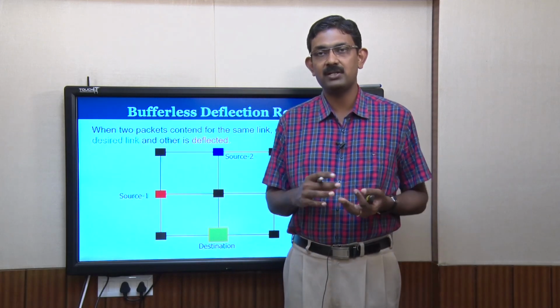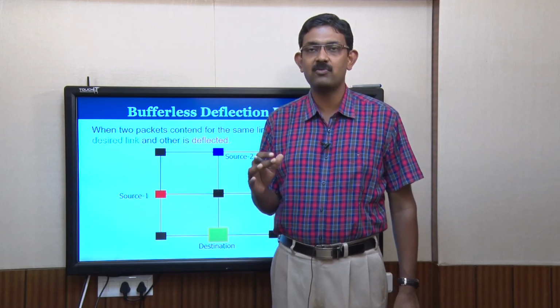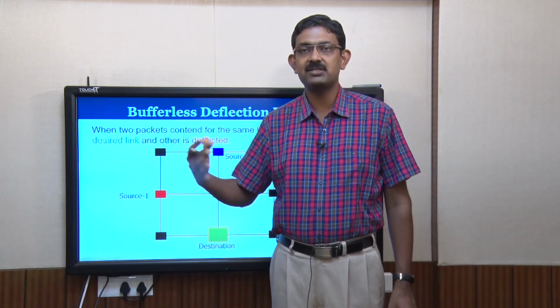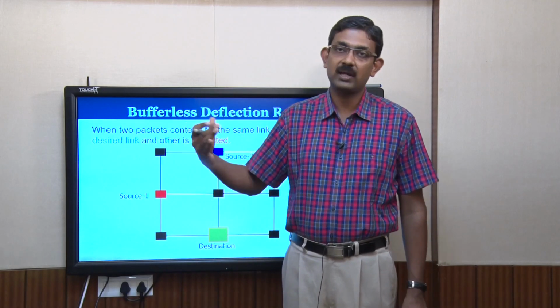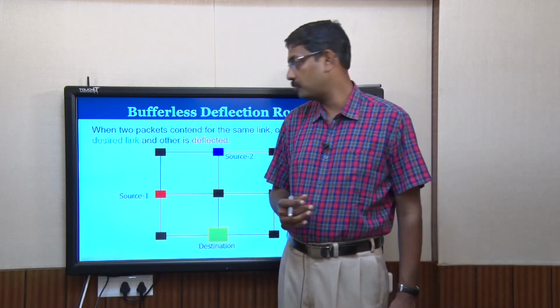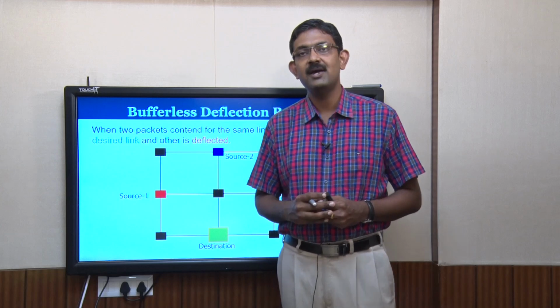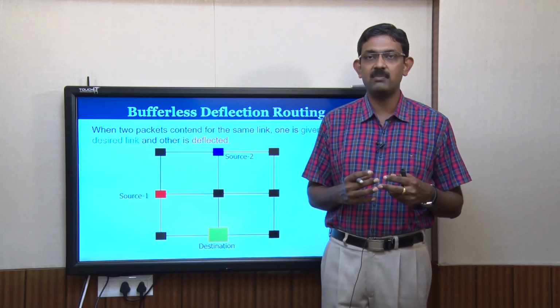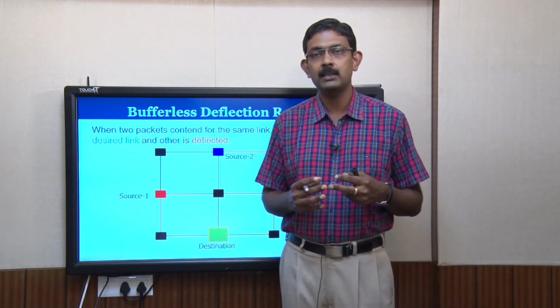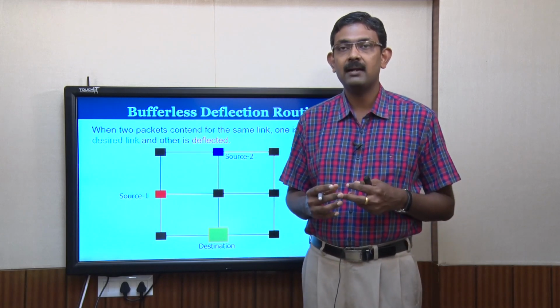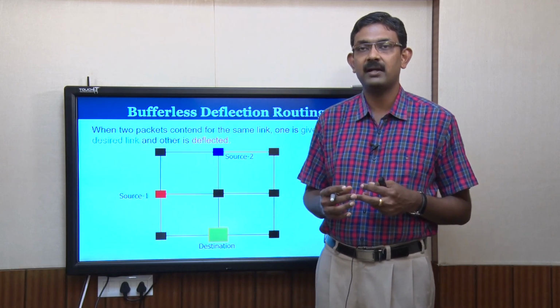Since it is a mesh topology, even though you are going away from your destination, at the adjacent routers, at the next routers, you can still come back onto the productive path. So, the idea of a bufferless deflection router is that when two packets are competing for the same link, one of the packets is given the desired link and the second packet is deflected away.